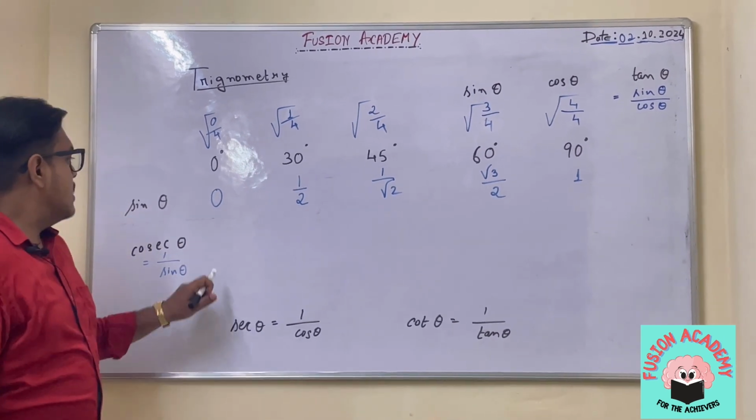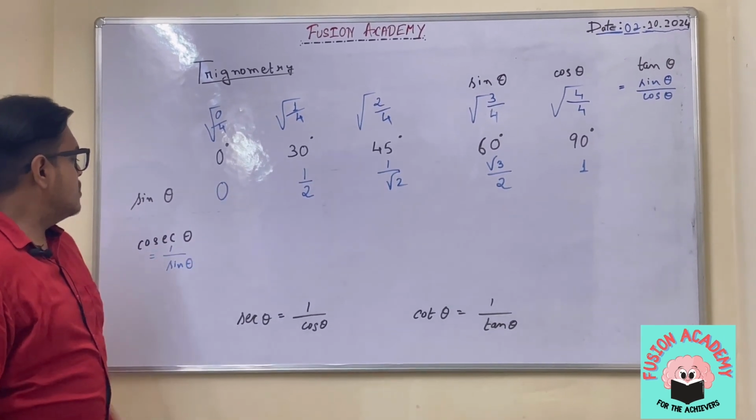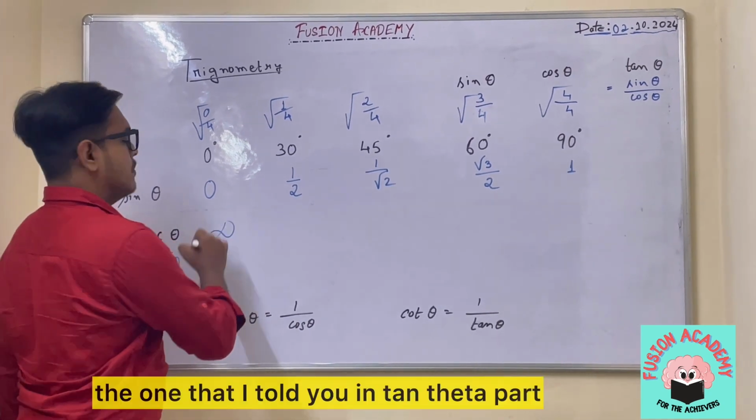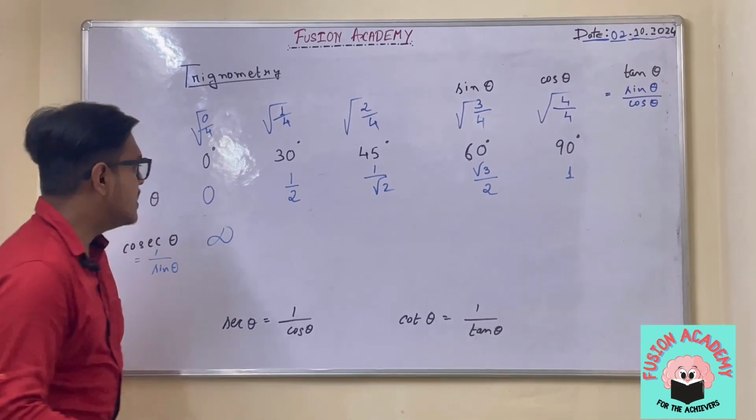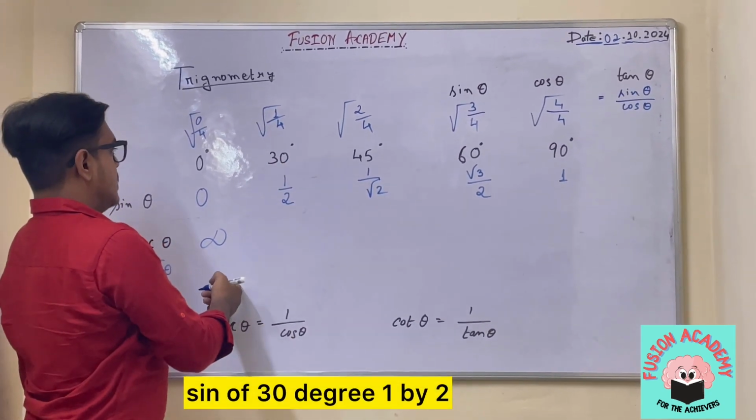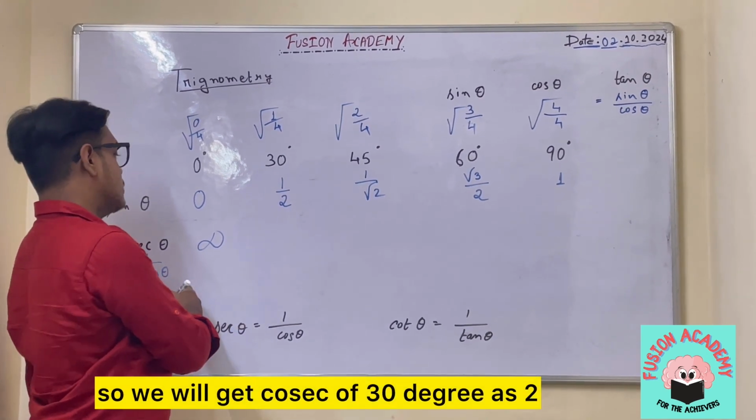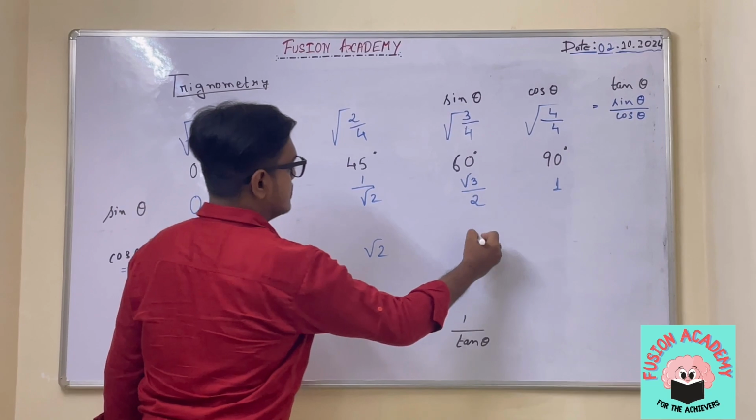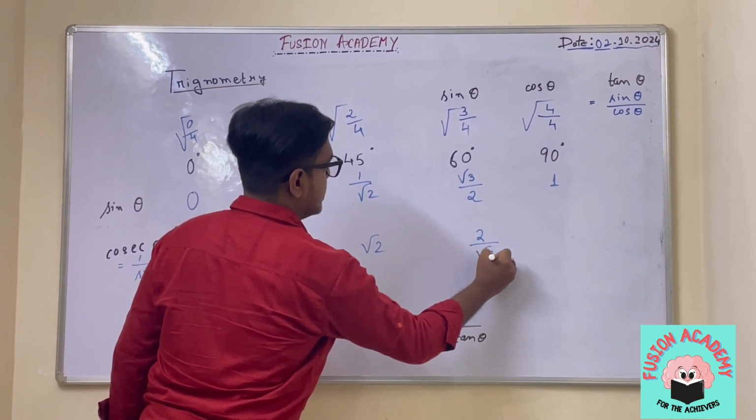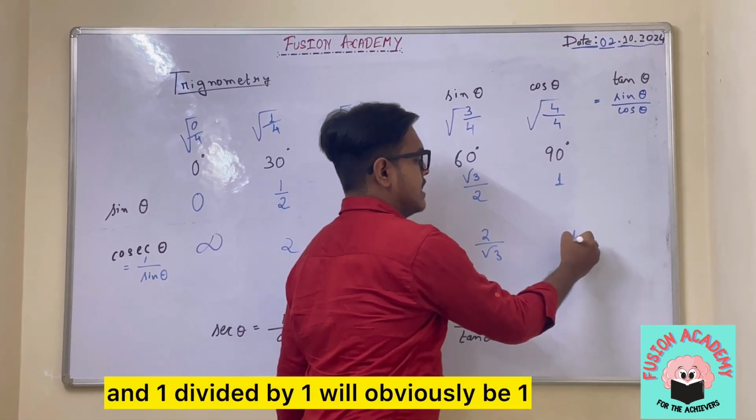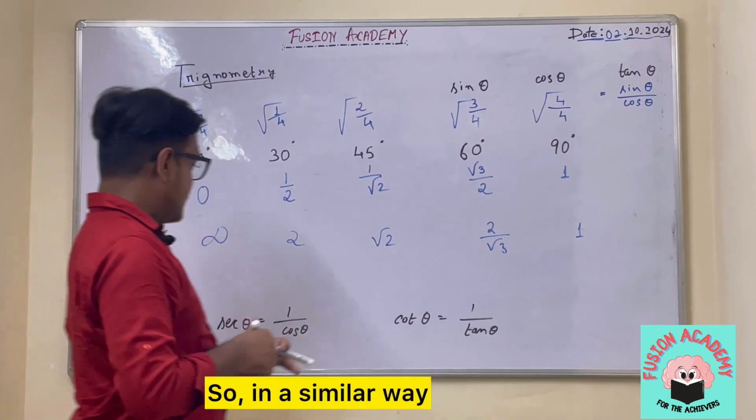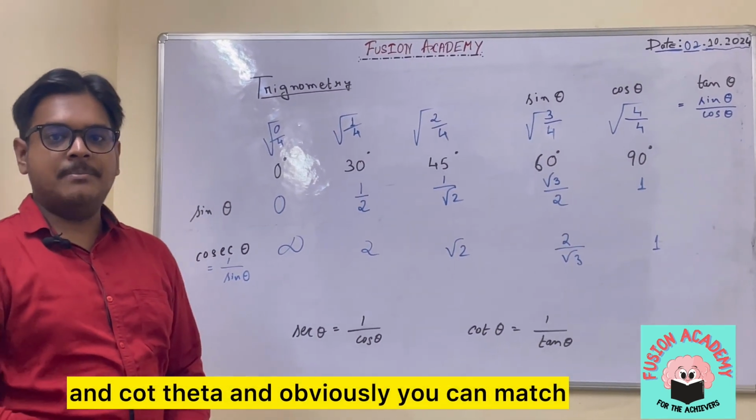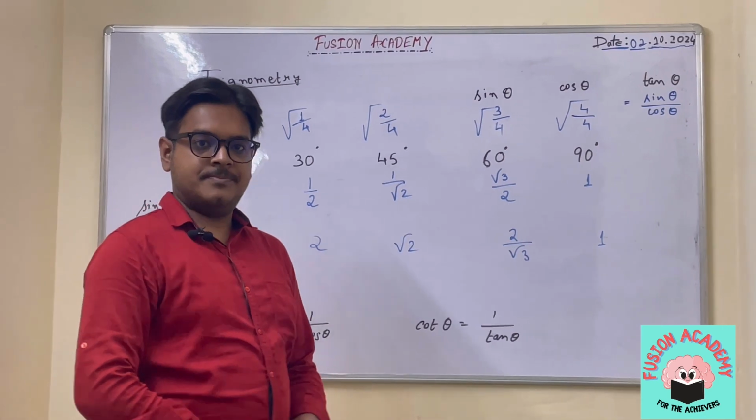So first one, cosec 0, we will get 1 by sine theta, that is 1 by 0, we will be getting infinity, the one that I told you in the tan theta part. Next, sine of 30 degree is 1 by 2, so we will get cosec of 30 degree as 2. This one we will get as root 2, this one as 2 by root 3, and 1 divided by 1 will obviously be 1. So in a similar way, find out the values of sec theta and cot theta, and obviously you can match those values along with your book.